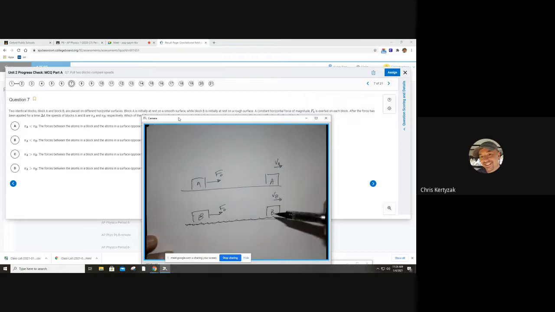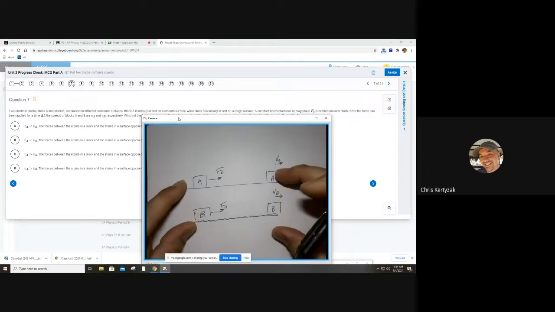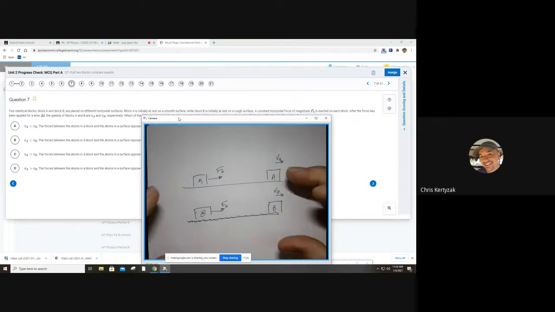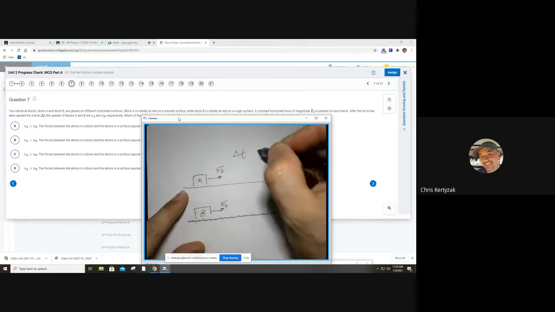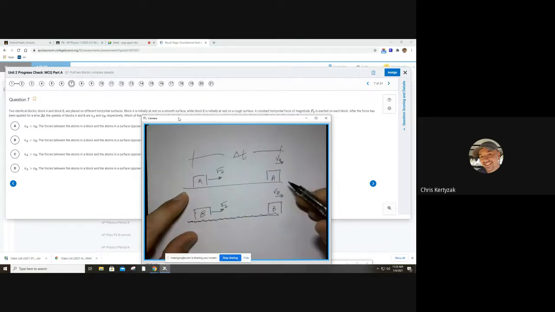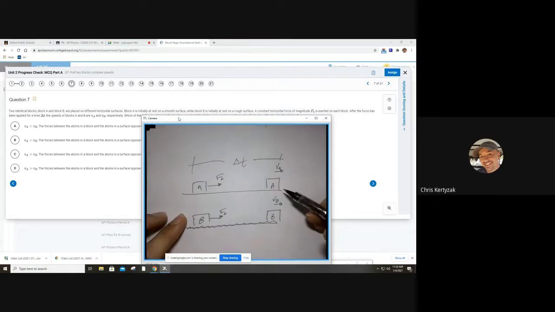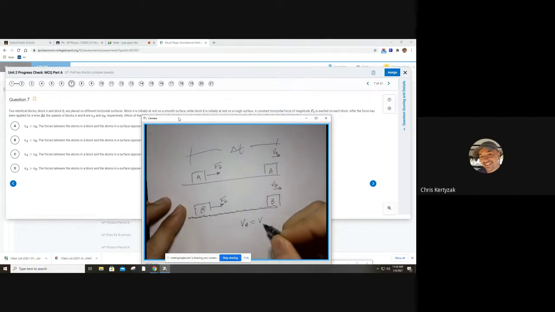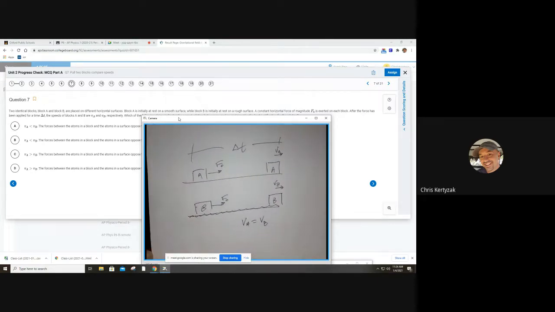However, are they actually at the same position? Well, if they're at the same position some amount of time later, delta t later, then that means their speeds are the same, and I would be concluding that VA is equal to VB. And that's not even one of the choices, because they won't be at the same positions, right?